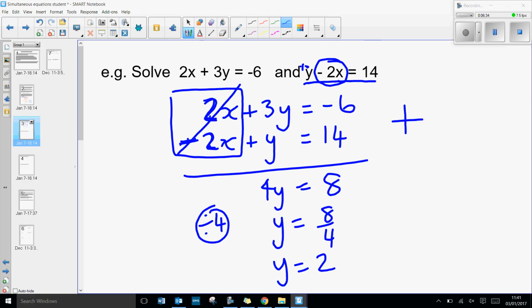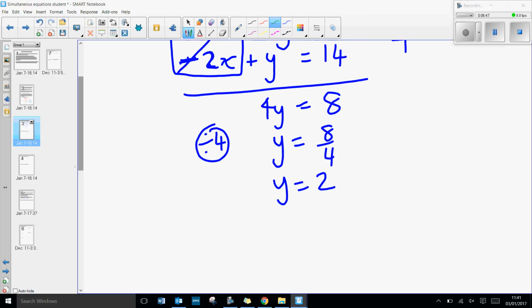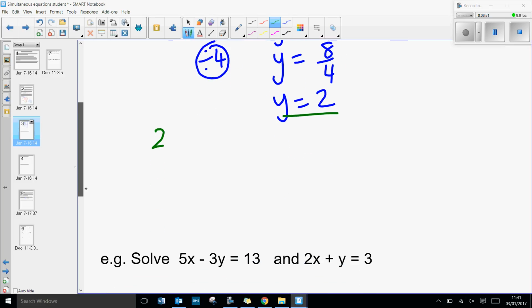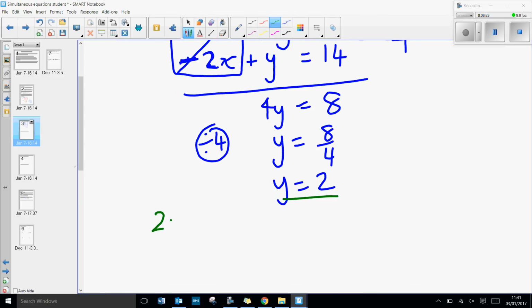Again, look at both of your two original equations. It doesn't matter which one you put them in, but in this case I'm going to choose this one because my x has a positive sign in front of it. So notice we found y this time, so let's just write the equation first. So it's 2x plus 3y equals negative 6. So we know that y is 2. So 2x plus 3 lots of 2 equals negative 6.